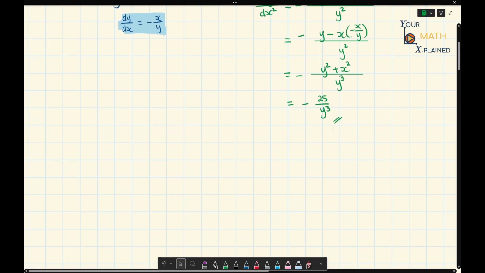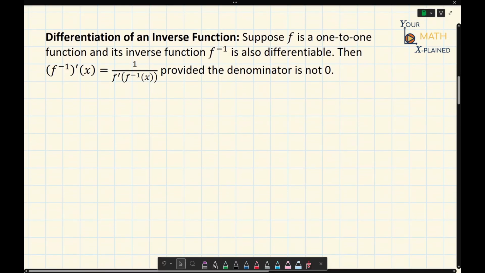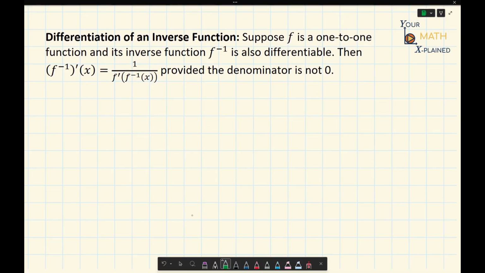Now let's take a look at how implicit differentiation can help us find the derivative of some inverse functions. First, suppose that f is a one-to-one function, and its inverse function, f inverse, is also differentiable. Then, the derivative of f inverse of x is equal to 1 over f prime of f inverse of x. And of course, this is provided that the denominator is not equal to 0. And this can be proved quite easily with implicit differentiation. So let's go ahead and take a look at the proof.